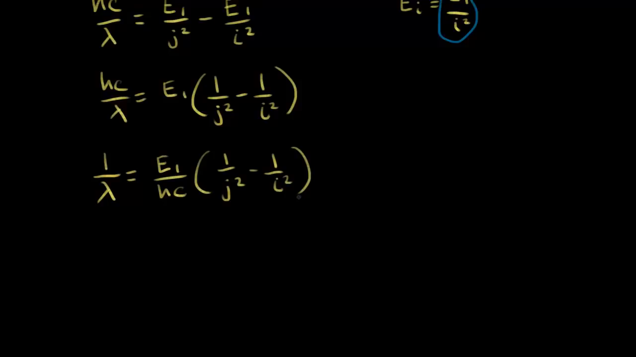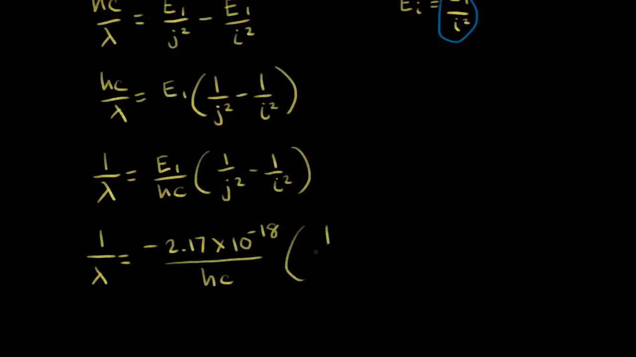And again, from an earlier video, we calculated what that E1 is equal to. So 1 over lambda is equal to, E1 was negative 2.17 times 10 to the negative 18 joules. So once again, you can see that calculation in an earlier video. It took us a while to get there. And we are going to divide by hc, and this is 1 over j squared minus 1 over i squared.